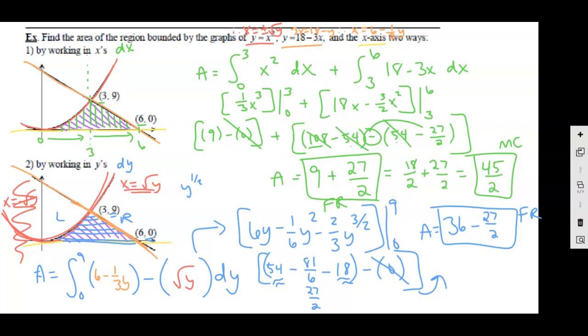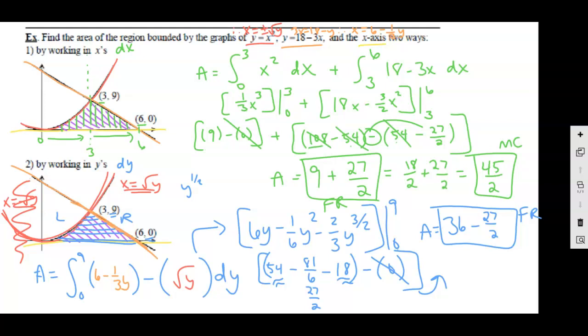Really, you could have left it a couple different ways. You could have left it as the 54 minus the 81 over 6, and then minus. You could have left that other one over 3 also. You didn't necessarily have to reduce it. But yeah, that would be a safe stopping point. There's other things you could have also gotten and been equally correct with. But that would be a perfectly good answer.